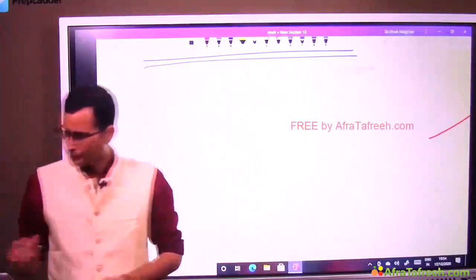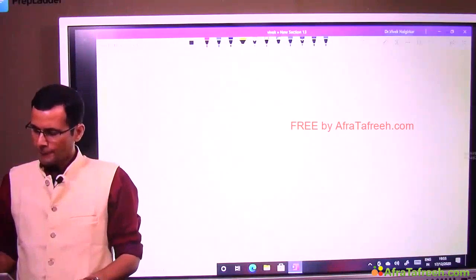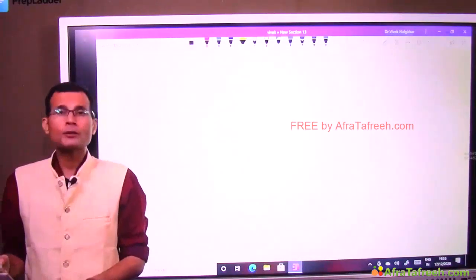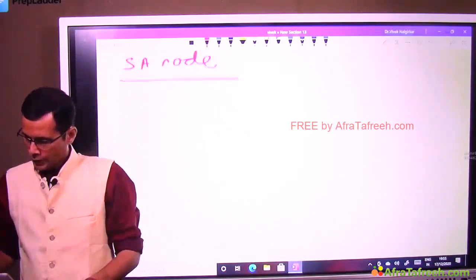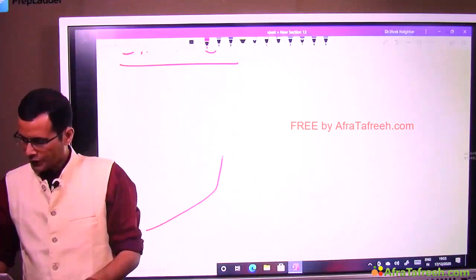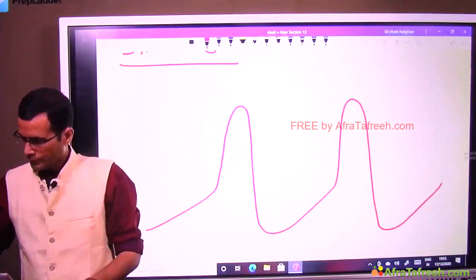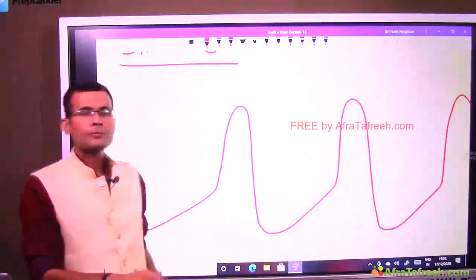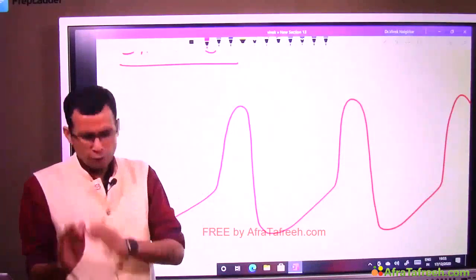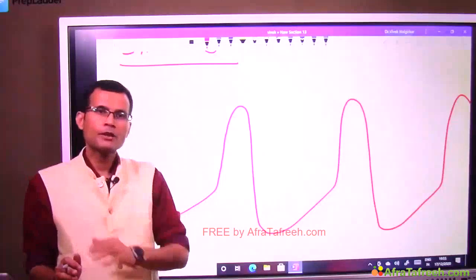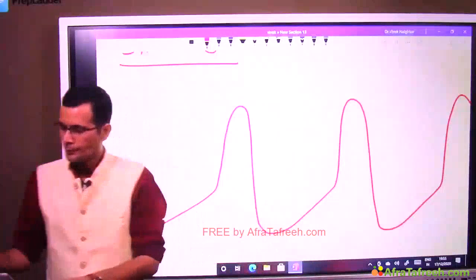So let's see. Ionic basis of action potentials in the heart. Starting with the slow response type, SA node. Here is the action potential in the SA node. And instead of giving 0, 1, 2, 3, 4, 5, 0, 1, 2, 3, 4, the numbers that are given for Purkinje fiber, I am using some other numbers. So please be clear on that.